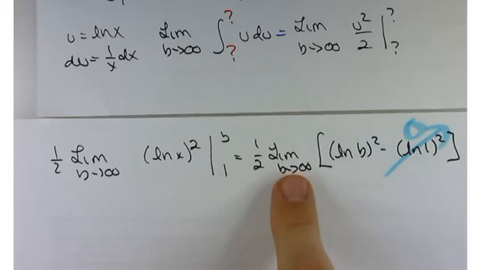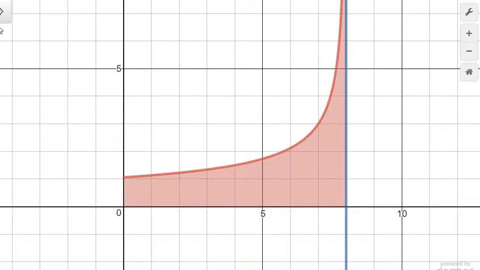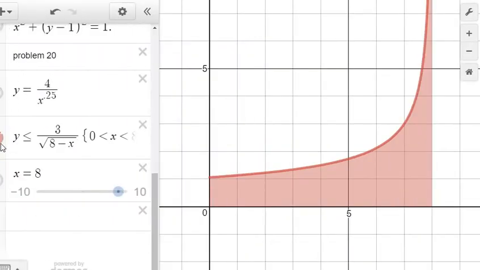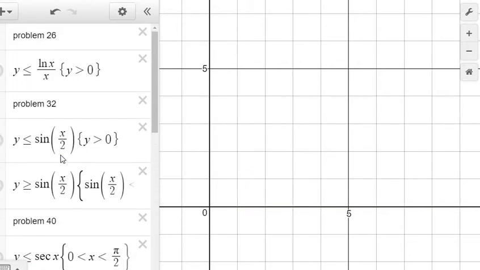What happens when I take the limit as b approaches infinity of the log of b squared? Where's that function going? Where's the log going? Even though it kind of goes there slowly, what happens to the log? Yeah, it goes to infinity. So if you were to look at our graph, let's see, that one was 26.